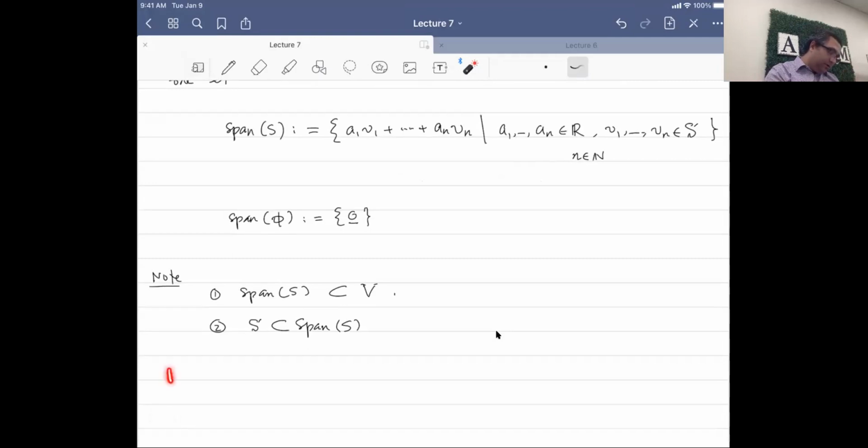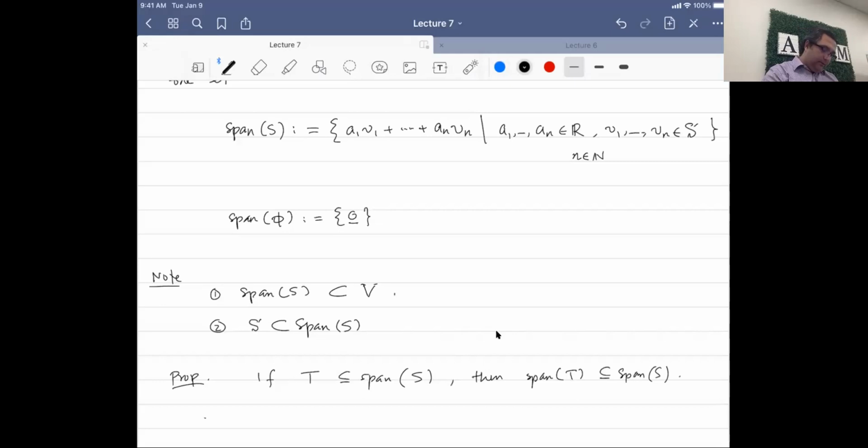Now what I want to show also is a few more properties. If T is a subset of the span of S, then the span of T is a subset of the span of S. Think about it. Let me write it as a proof. If T is a subset of the span of S, what are the elements of T? The elements of T are linear combinations of elements of S. And a linear combination of linear combinations is again a linear combination, right? So that's the proof.